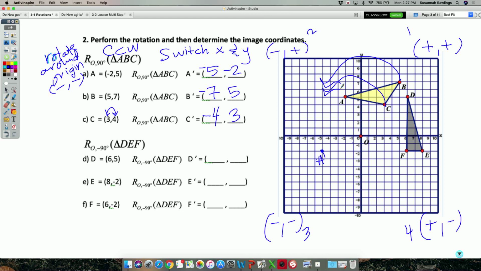Questions with that? No. Okay, look at the one underneath. What's the only difference there? It's a negative 90, which tells me what direction? Clockwise. So DEF, if I'm going clockwise, it should end up overlapping now quadrants 3 and 4.